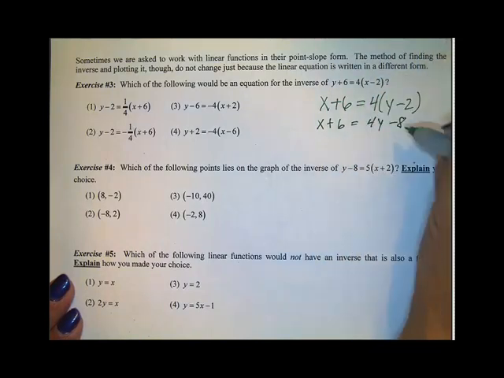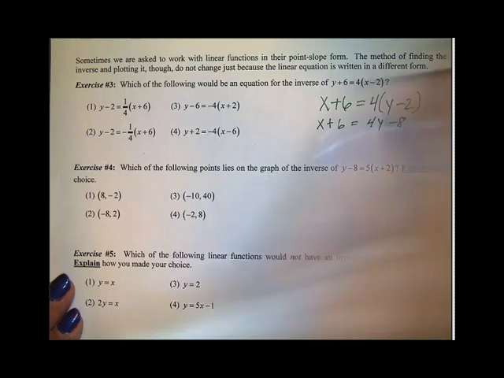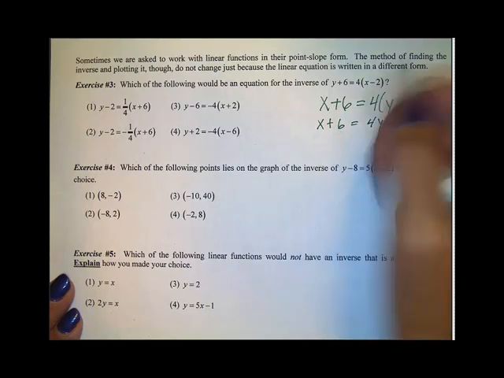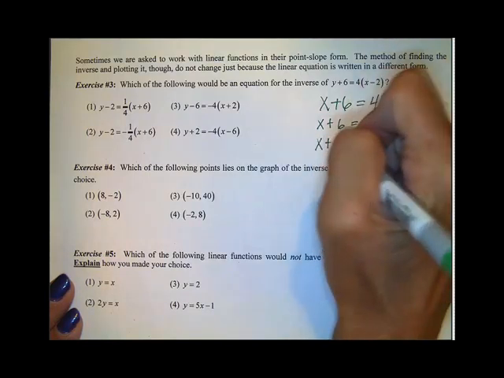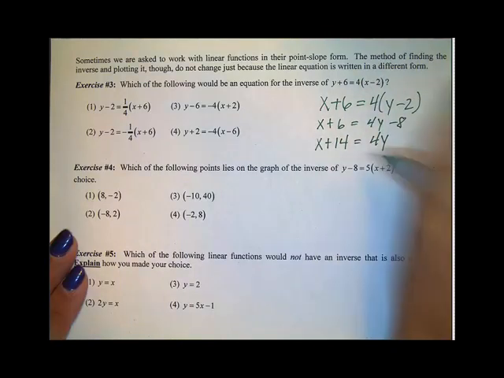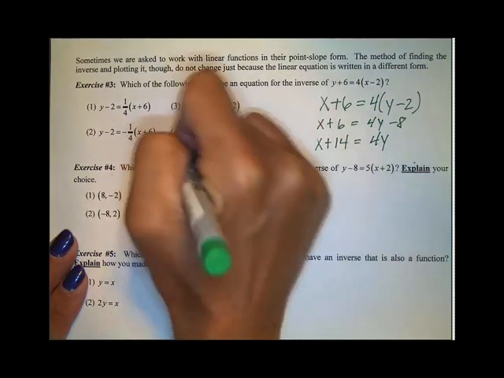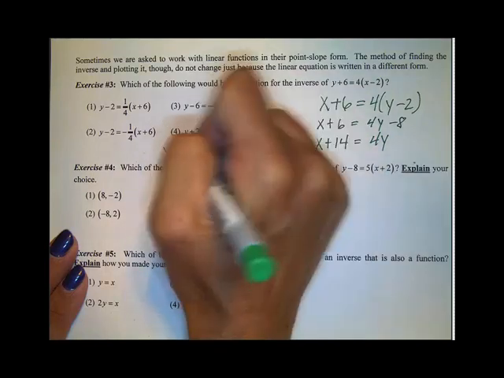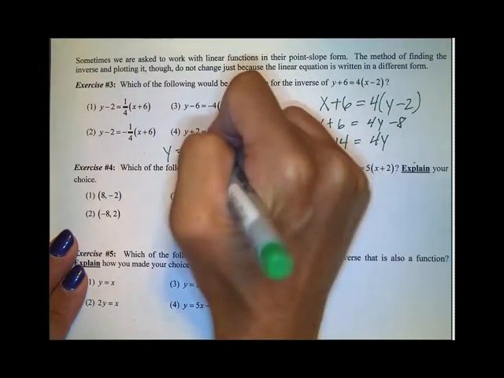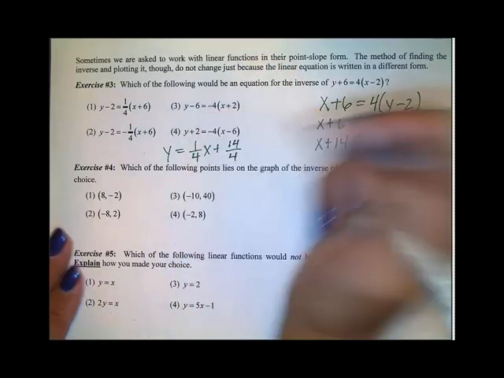Now we're going to notice these all have y alone. So let's put 8 back over. So x plus 14 equals 4y. Then we have to divide by 4, so y equals 1/4 x plus 14 divided by 4.